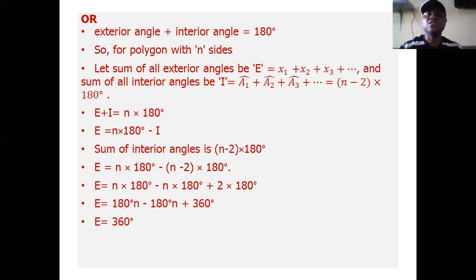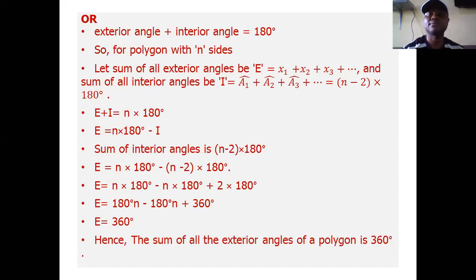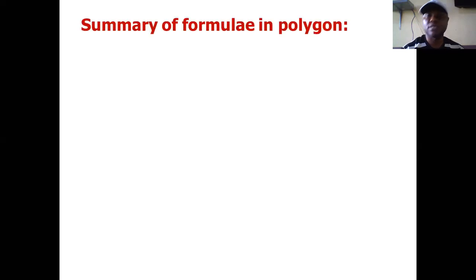Now, if you want to solve problems on polygons, I'm going to give you the summary of all the formulas you need. I want you to take note of that. The sum of all the exterior angles of a polygon is 360 degrees, whether the polygon is a quadrilateral, a pentagon, or what? 360 degrees.